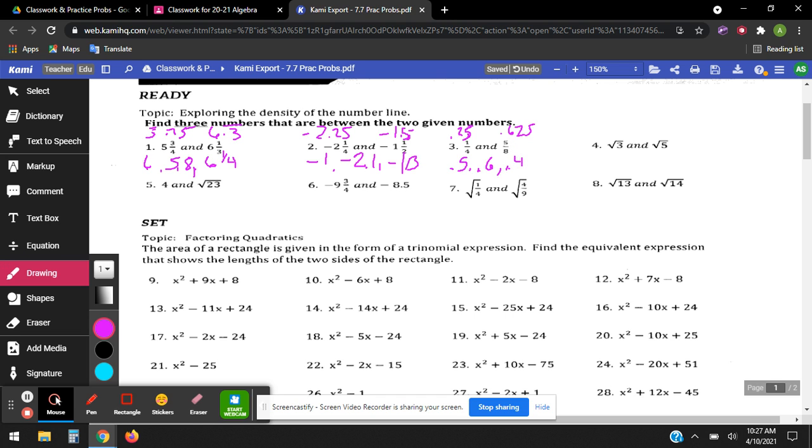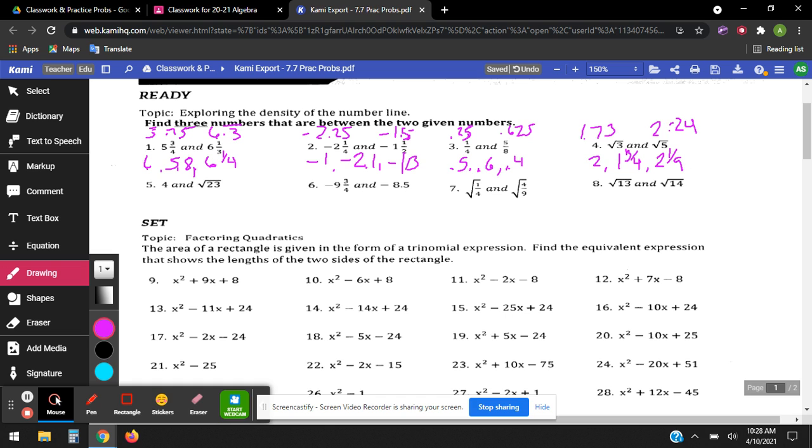All right. Square root of 3 and square root of 5. So if I actually find square root of 3, it's about 1.73. Square root of 5 is 2.24. So in between those is a 2, 1 and 3/4, and can't do 2 and a fourth. Guess we can do 2 and a ninth.